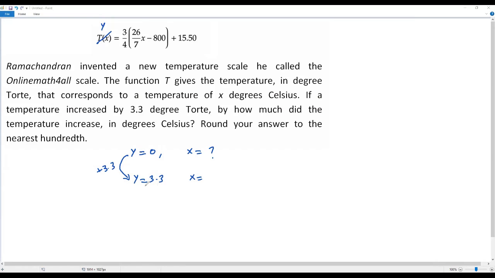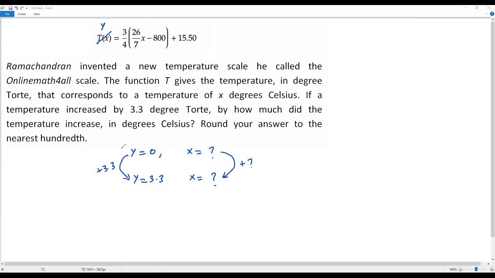When I take 3.3 as the value for y, what is the corresponding value of x? Now, we are getting two values for x. One value of x is for y equals 0 and the other value of x is for y equals 3.3. Now we have to get the corresponding increase in the value of x, that is the increase of temperature in degrees Celsius. In the Desmos graphing calculator, we give this equation as input, plug in y equals 0 and get the value of x, then plug in y equals 3.3 and get the corresponding value of x. Then we get the difference of these two values to know how much the temperature in degrees Celsius is increased.